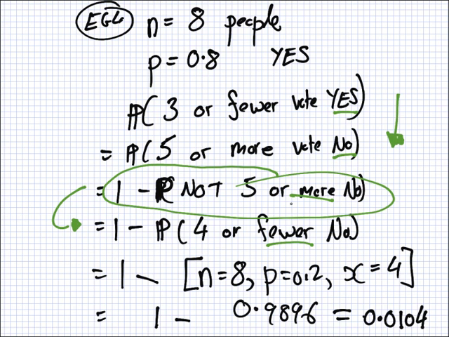Not 5 or more. Okay, so let's look at 5 or more. 5 or more means 5 voted yes, or 6, or 7, or 8. That's the meaning of 5 or more. But we cannot use this. So what's the opposite of having 5 or more? 4, 3, 2. Yeah? 4 or fewer.